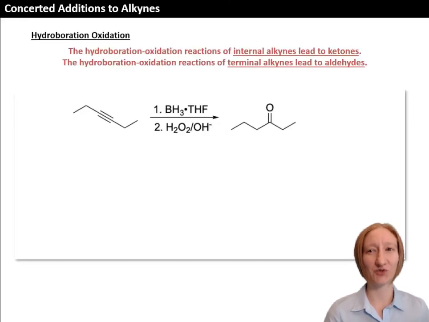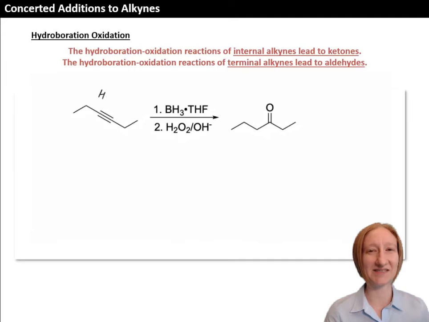As we saw previously, the hydroboration oxidation of alkenes generates alcohols. But because the hydroboration oxidation of an alkyne will generate an unstable alcohol, an enol, these reactions will instead form ketones and aldehydes as the final products. More specifically, the hydroboration oxidation reaction of internal alkynes will form ketones, and the hydroboration oxidation reaction of terminal alkynes will form aldehydes. And this difference in products for internal and terminal alkynes results from the anti-Markovnikov regioselectivity of the hydroboration oxidation reaction. Let's take a look at that in more detail.